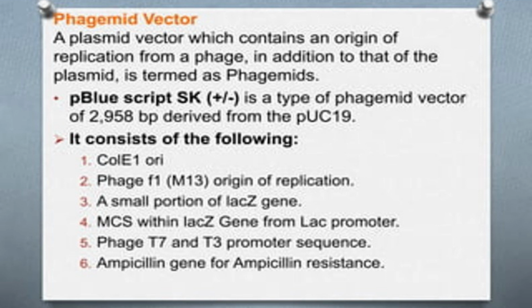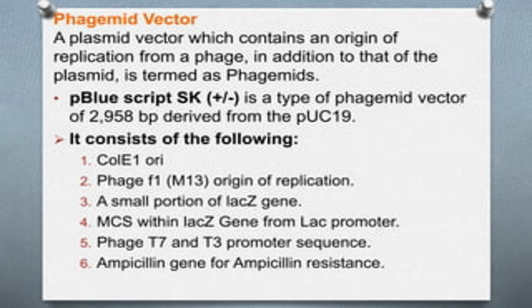And the final and foremost vector is phasmid vector. So, what is phasmid vector? A phasmid vector can be defined as a plasmid vector which contains an origin of replication from a phage in addition to that of the plasmid, and is termed a phasmid.